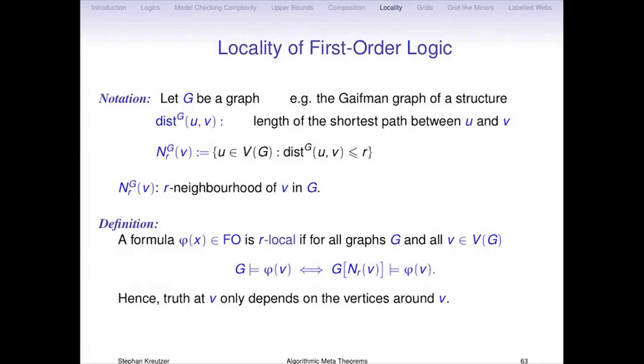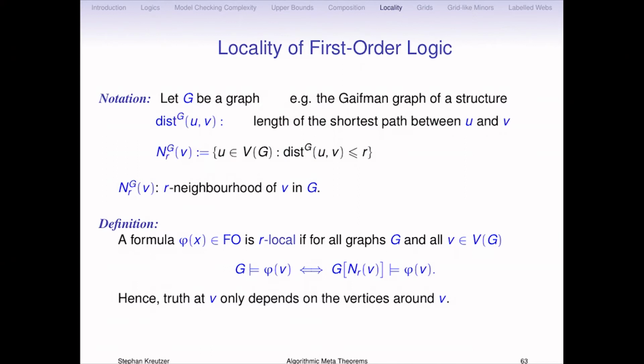Here is a bit more notation. We have a graph, or a graph structure. The distance in this graph between two vertices u and v is just the length of the shortest path, the normal distance you have in graphs. The R-neighborhood of a vertex v in the graph is the set of all vertices in G of distance at most R from v. So the closed neighborhood of a vertex would be the one-neighborhood, and then the two-neighborhood consists of the neighbors of your neighbors, and so on.